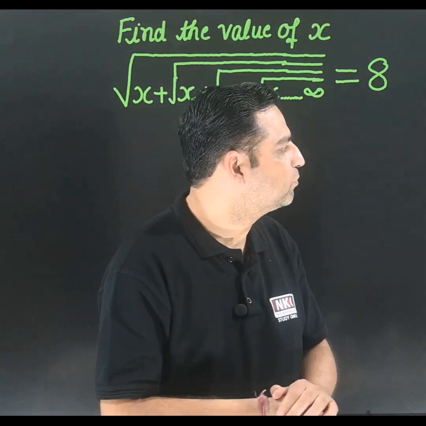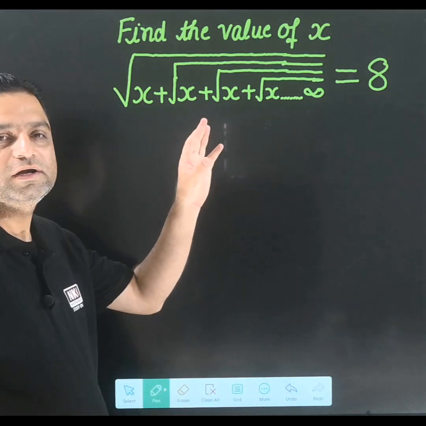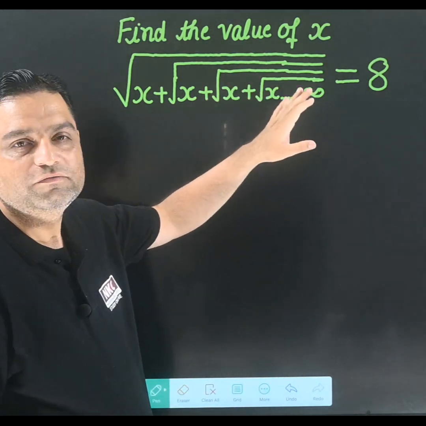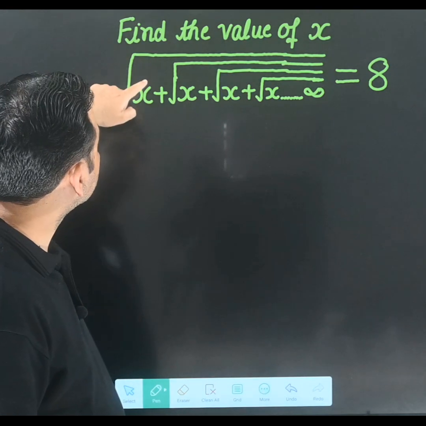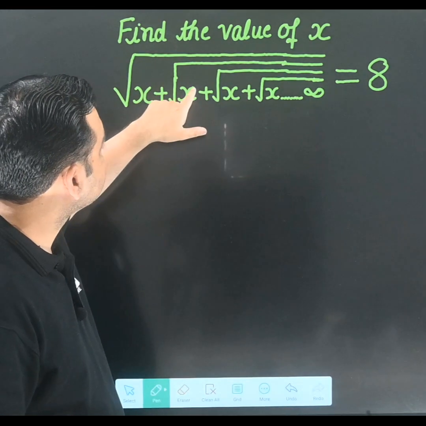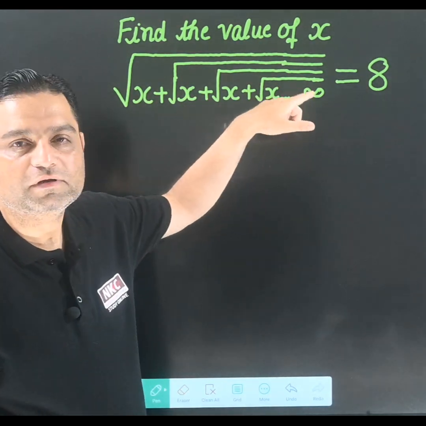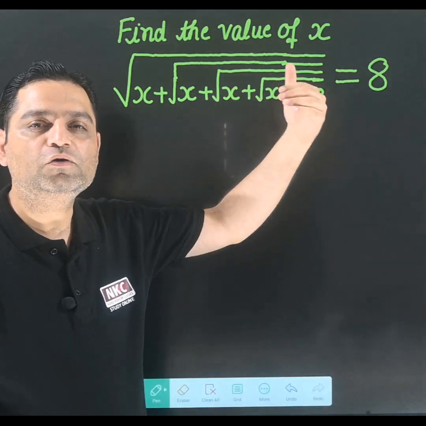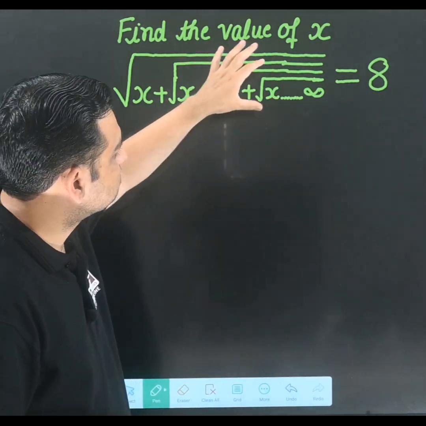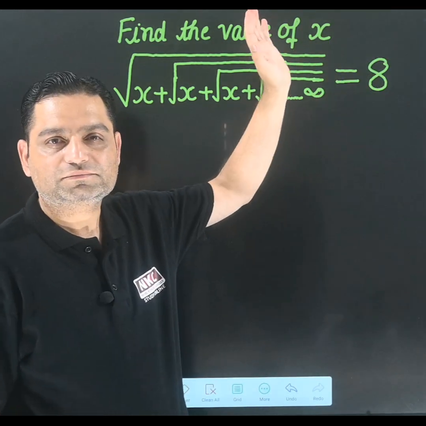Today's lecture is going to be very interesting. Please have a look at the question. We need to find the value of x where square root of x plus square root of x plus square root of x up to infinity. That means there is no end to it. This addition is given equal to 8.